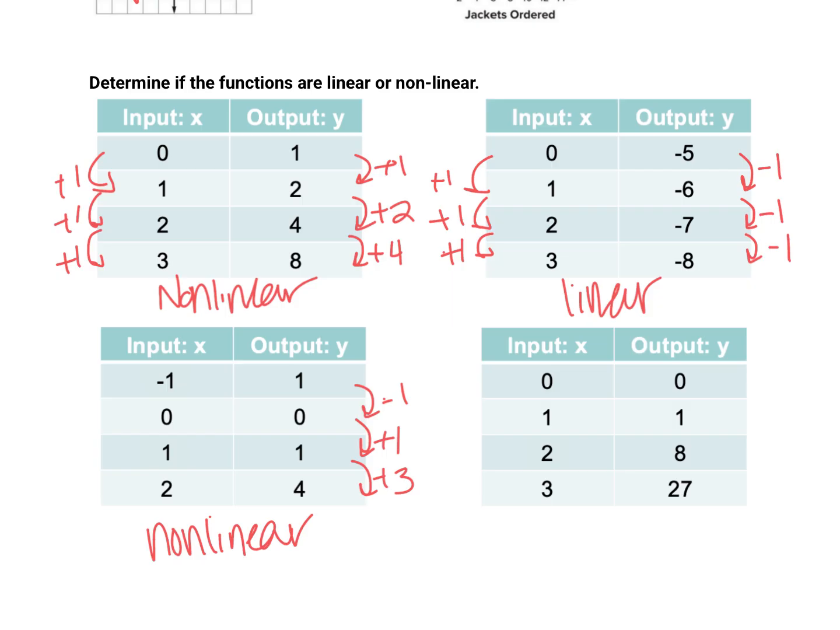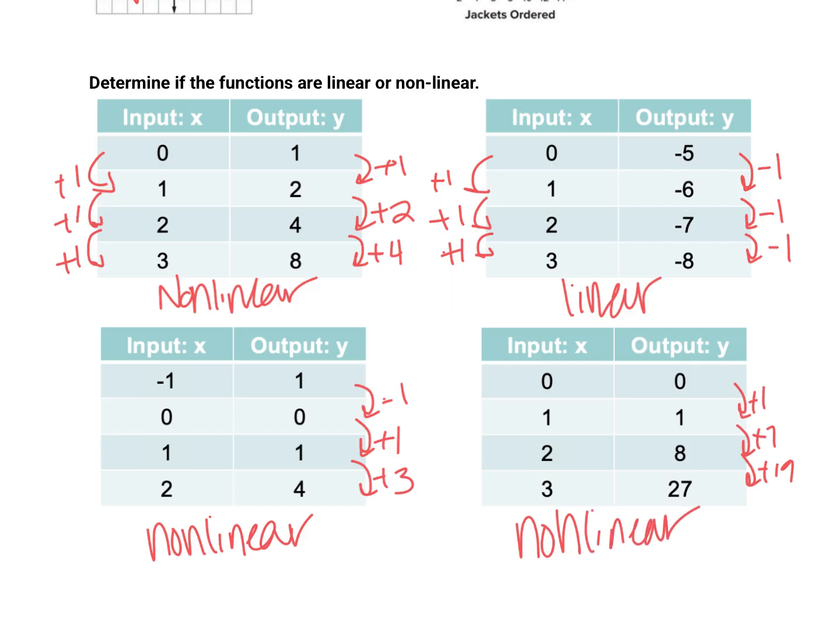Okay, then for the one on the right, again, let's figure out our change in y and our change in x. So for change in y, we would be adding 1 this first step, but then going from 1 to 8, now we're adding 7 and then adding 19 to get 27. Okay, while we are adding 1 on the left-hand side for our x's, once again, because it's not that constant rate of change on the right-hand side, this one also would be nonlinear.